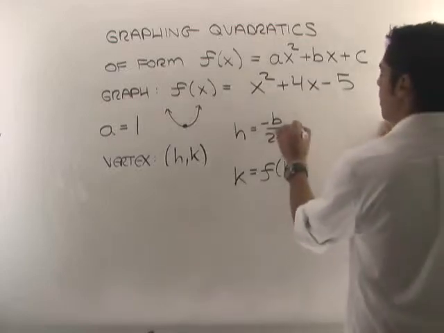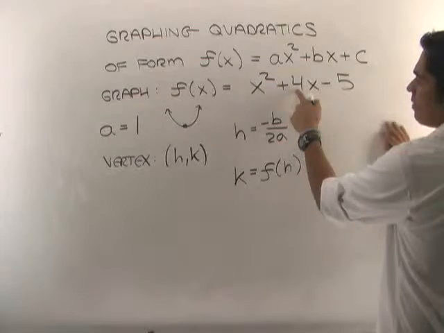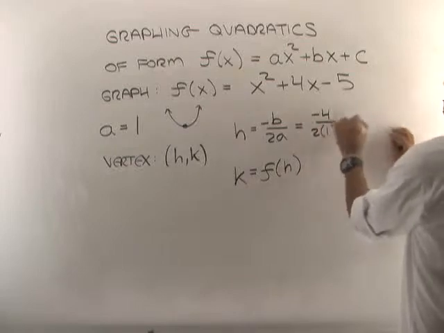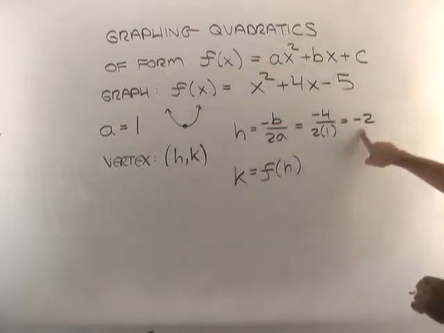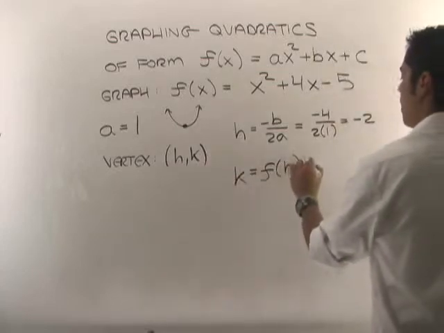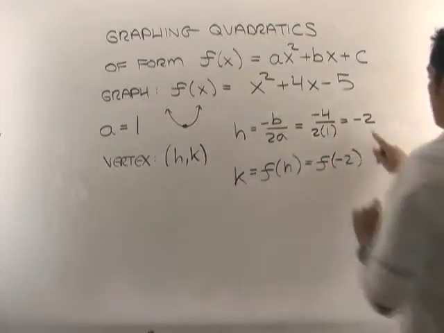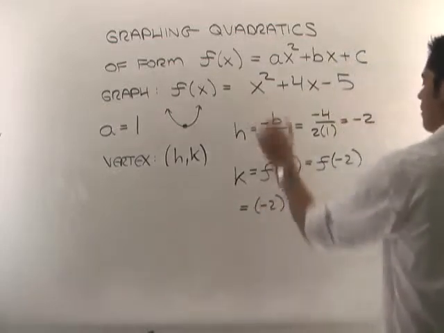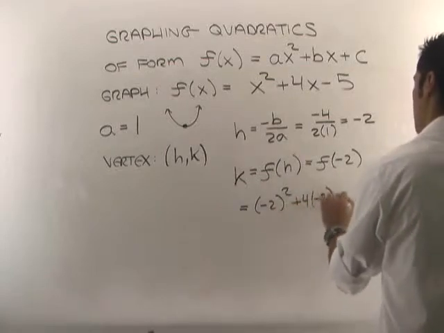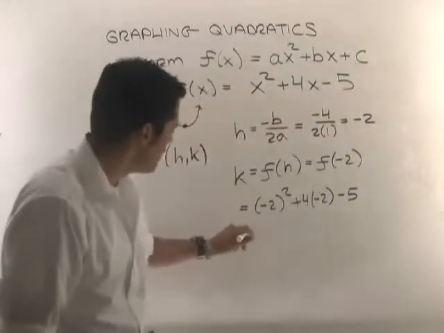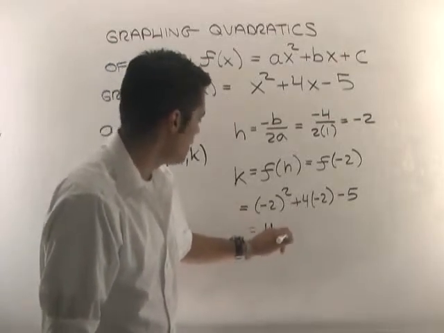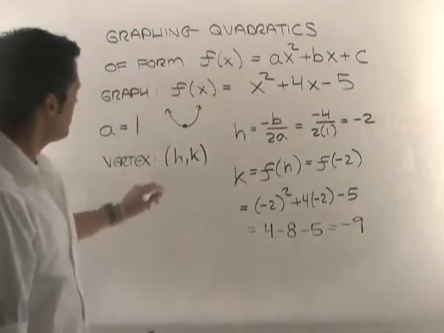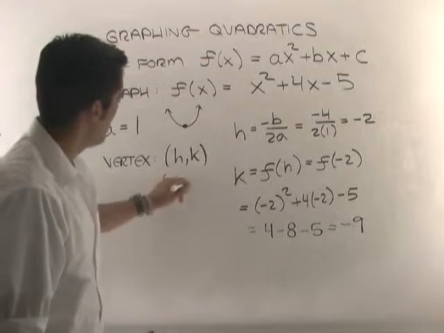So I figure out what negative b over 2a is. Negative b here is the negative of this number, which is negative 4, over 2 times a. Now we said a was 1, so that just comes out to be negative 2. So that's the x-coordinate of our vertex, or the h here. Now to find the k, we take this answer, negative 2, and we plug it into our function. So negative 2 squared, plus 4 times negative 2, and then minus 5. If we evaluate this, we get 4 minus 8 minus 5. This gives us negative 9. So our vertex is the point (negative 2, negative 9).